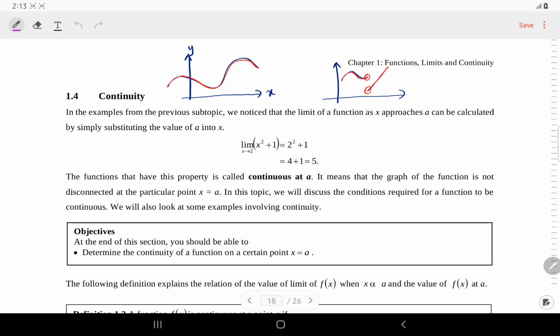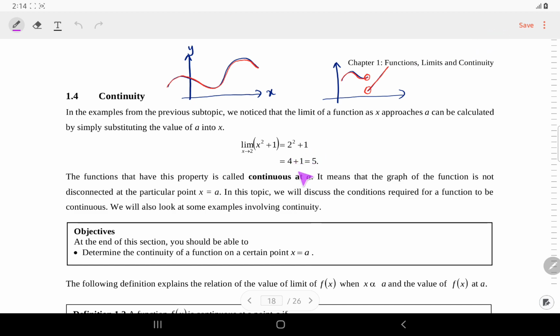In the previous subtopic about limits, we noticed that the limit of a function as x approaches a can be calculated by simply substituting the value of a into x. Let's say we have the limit as x approaches 2 of the function x squared plus 1. We simply substitute 2 into the variable, so it becomes 2 squared plus 1, and the answer is 5. A function that has this property is called continuous at a.